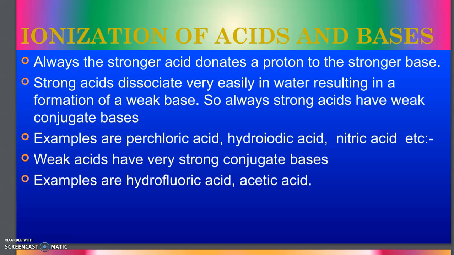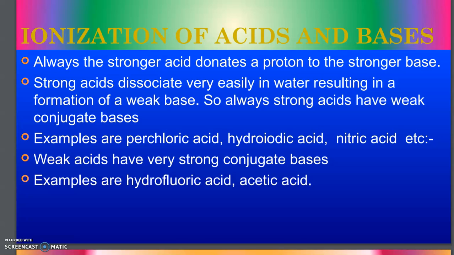So we know there are strong acids, weak acids, strong bases and weak bases. Always the stronger acid donates a proton to the stronger base. Strong acids dissociate very easily, as we have seen, because a strong acid can easily dissolve in water and ionize. So it forms a weak base. If a strong acid is dissolved in water, it will give its weak base. So strong acids always have a weak conjugate base.